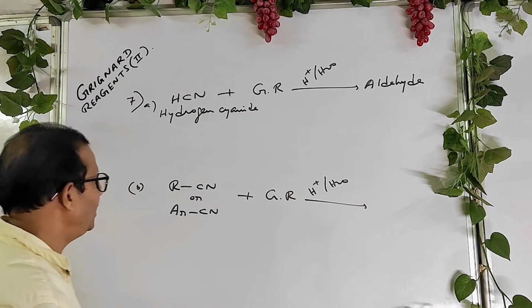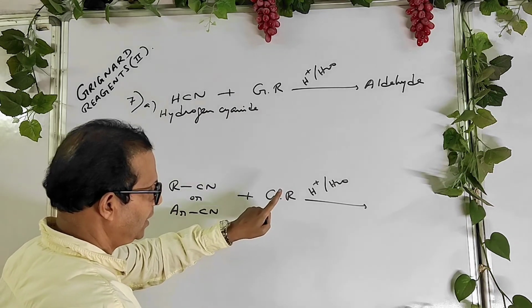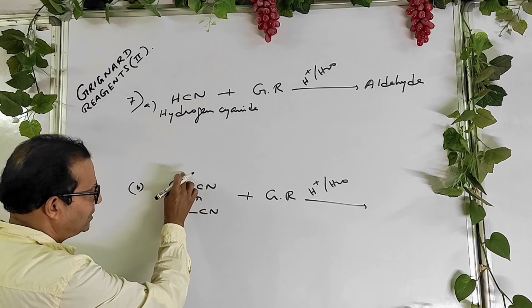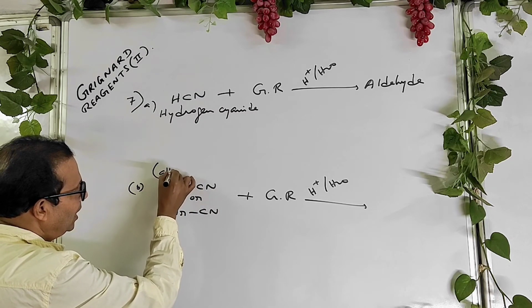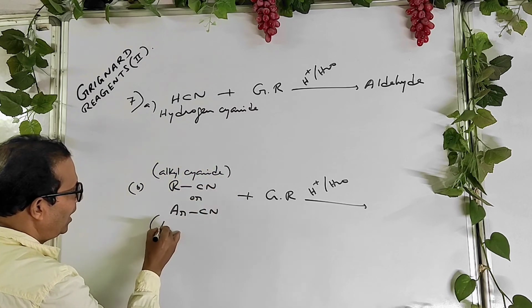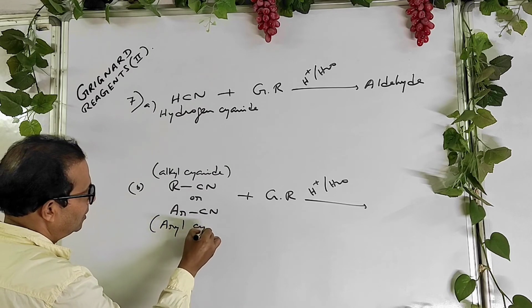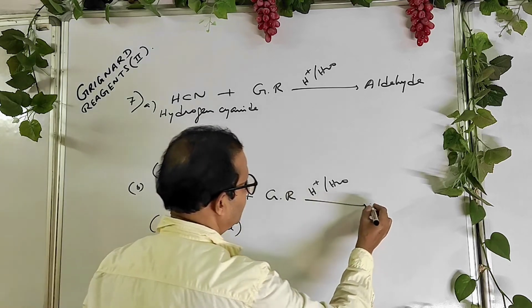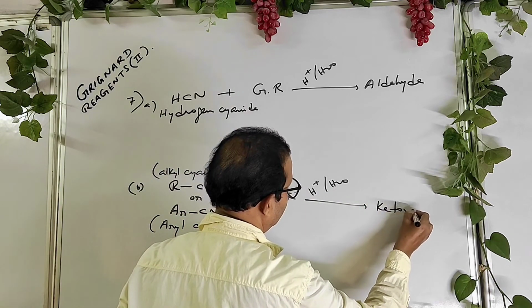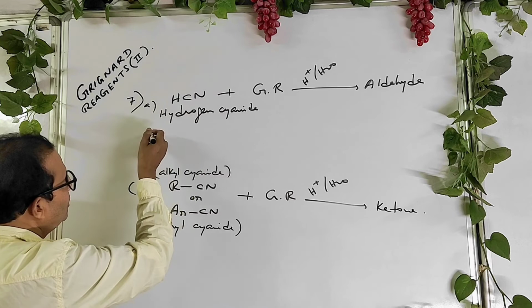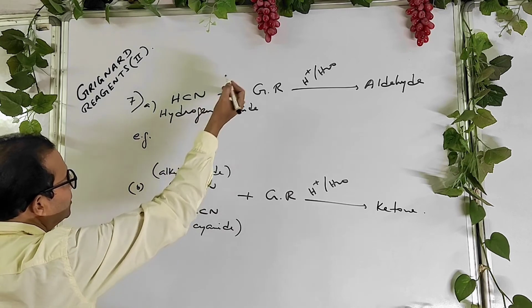But when any Grignard reagent reacts with alkyl cyanide or aryl cyanide, you get ketone. Just remember it this way, no need to remember the reactions. So let's check the technique.